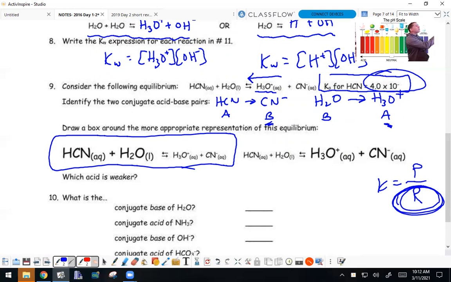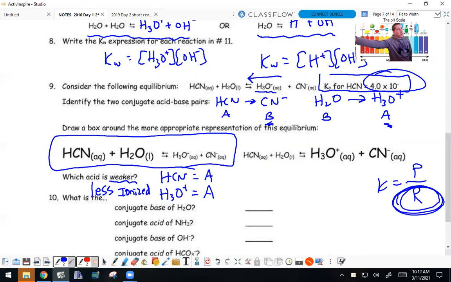Now, which acid is weaker? Remember, there's two acids in this equation. HCN, we said, is an acid, and H3O plus is an acid. Well, weaker means less ionized. Stronger acids are 100% ionized. Weak acids are something less than 100%, and there's that varying range based on the K value. We're going to see it again today.